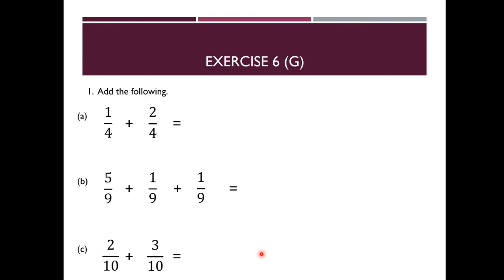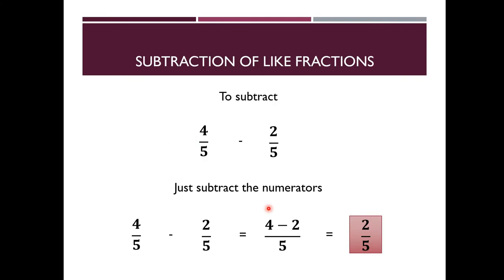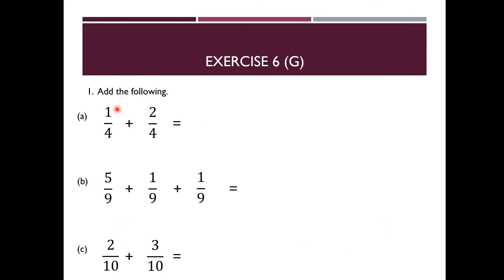Now let's solve a few exercises. That is exercise 6G. The first question is add the following. Here we have to quickly give the answers. You don't have to show the whole explanation that I showed in the earlier slide. You can directly write the answer. For the first one, I'm going to show you the explanation and the rest of them we'll be doing directly. So the first one is 1 upon 4 plus 2 upon 4.